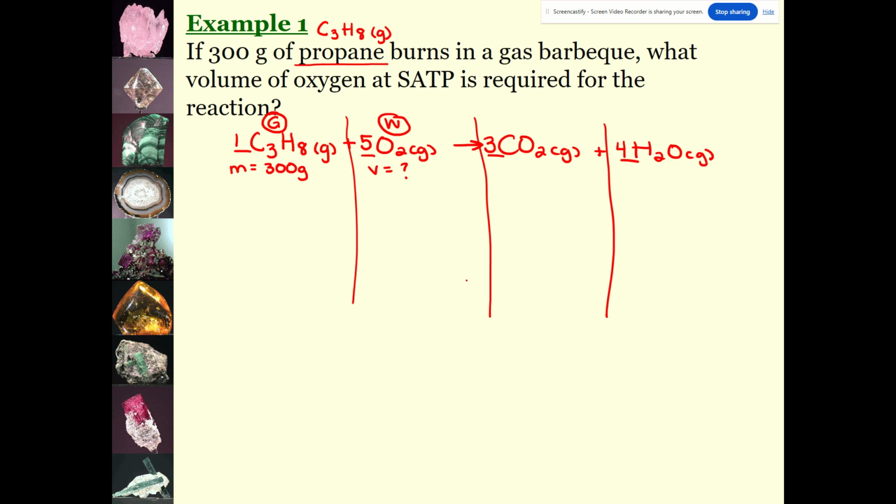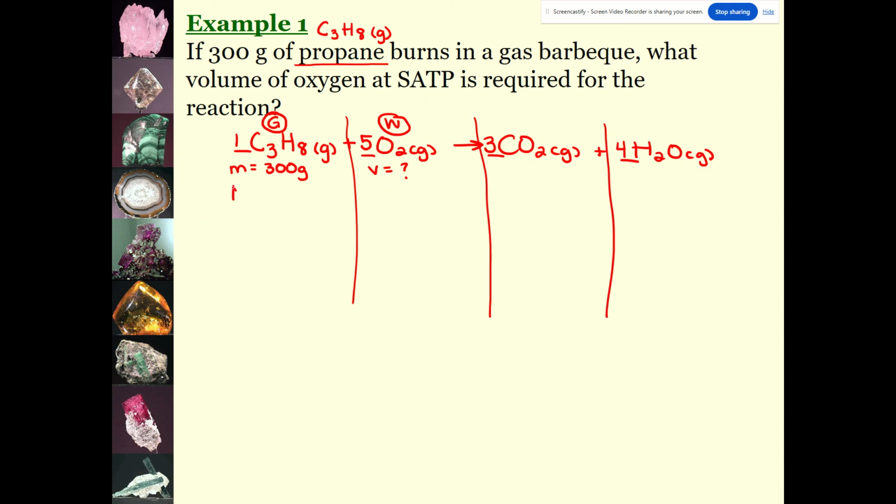Now, remember the law of combining volumes video that we did in the last lesson? If this question gave you the volume of propane, you could just multiply wanted over given to find the volume of oxygen. However, you're not given that. You're given mass. Okay, so the only thing you can do is the 4 steps that we have.